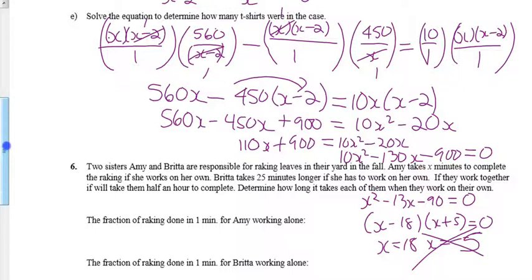450 divided by 18 is what she paid. 560 divided by 14 is what she got. The difference is 10.